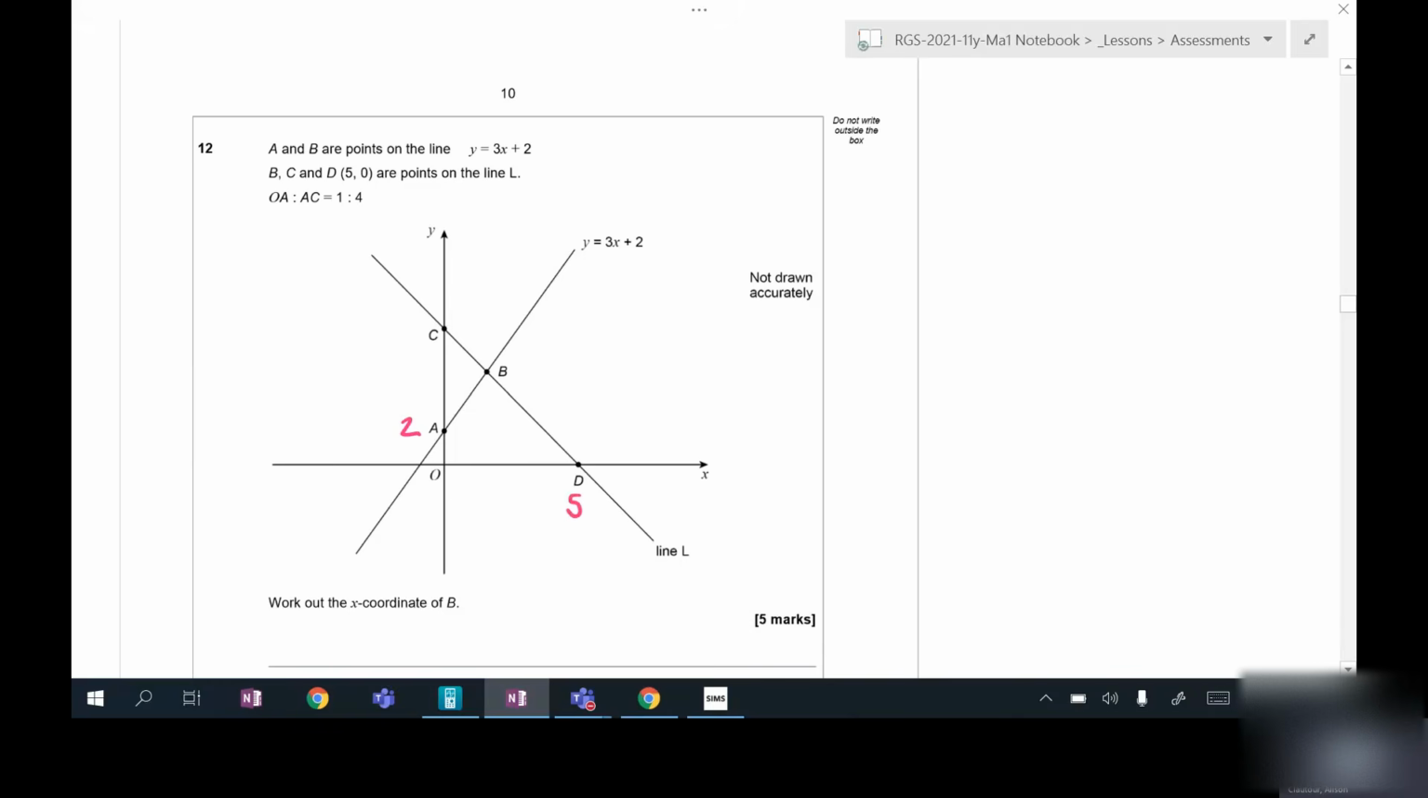Our points on the line L then gives you the ratio of O to A to A to C. So the ratio of this is 1 to 4. So if I know A is 2, if I multiply that by 4, then I know that this distance here is 8. So my coordinate of C must be 10.